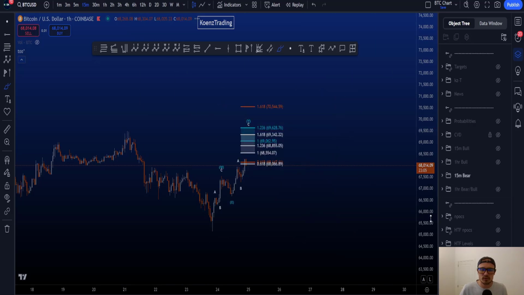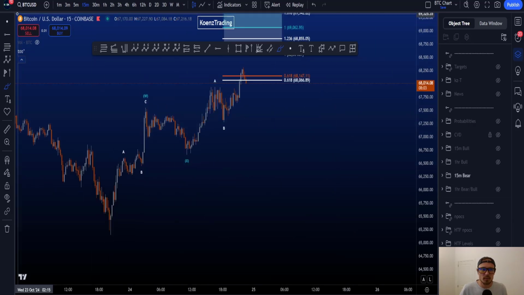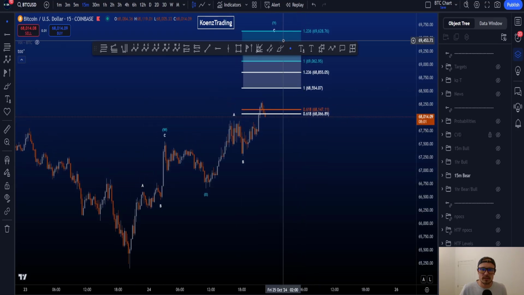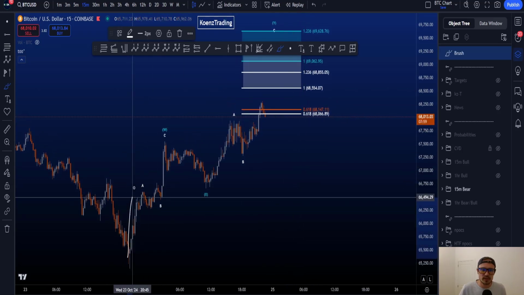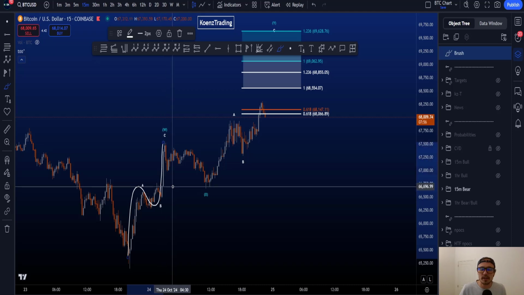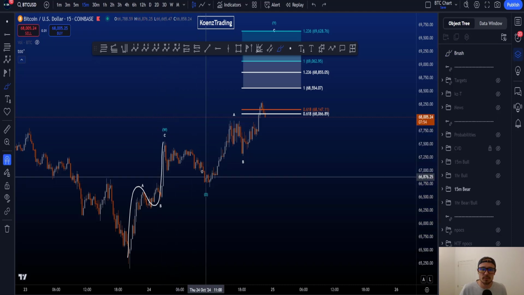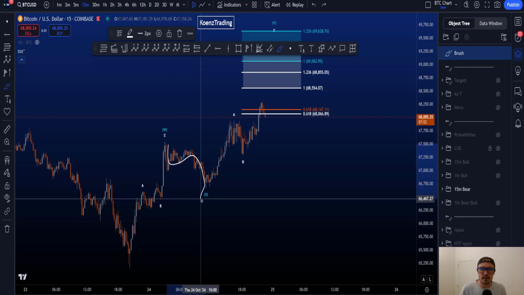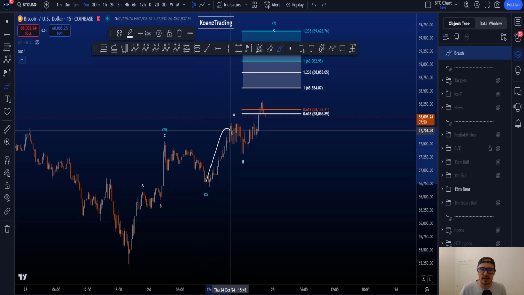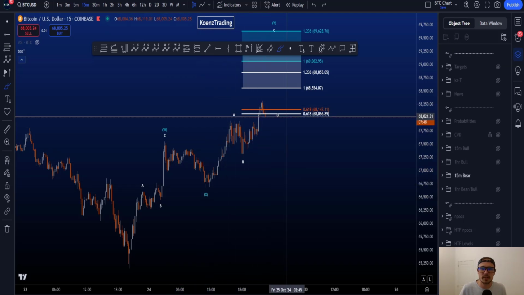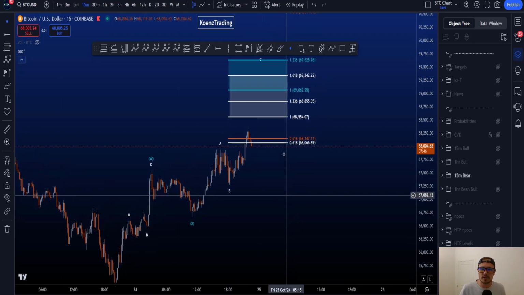So if we then go to the 15-minute time frame, then what we are looking for here is a double zigzag. So in this case, we then have a three-wave structure to the upside, an A, B, C inside a wave W, three-wave corrective move to the downside in a wave X, and then again a three-wave structure to the upside, an ABC in a wave Y.